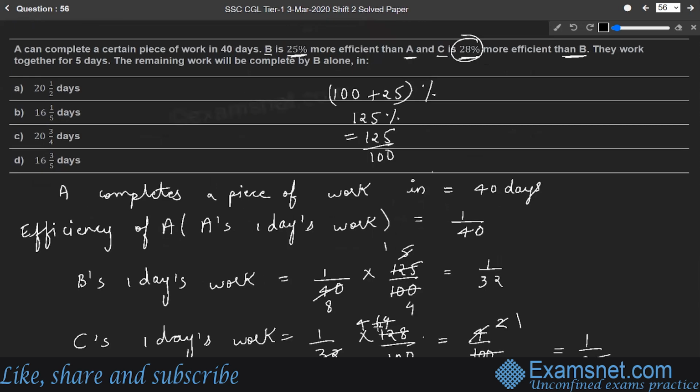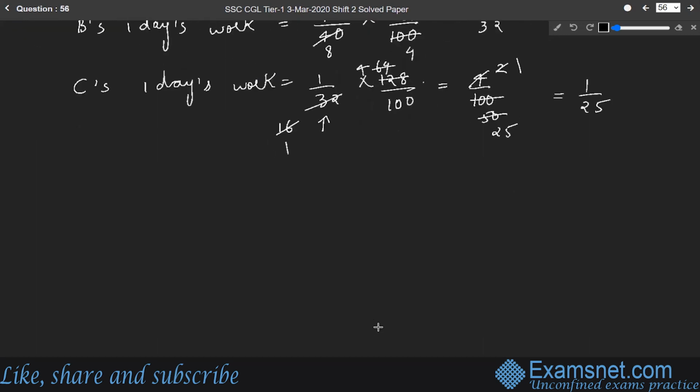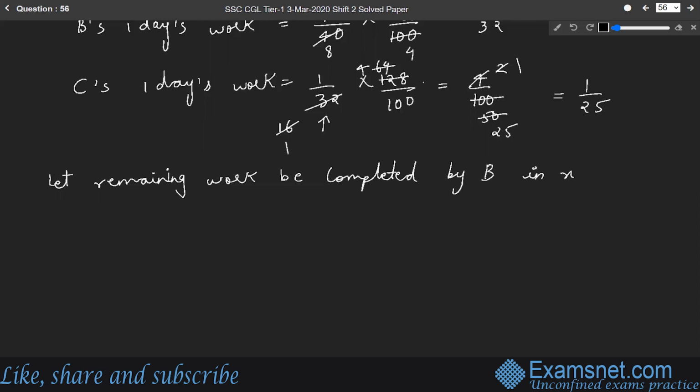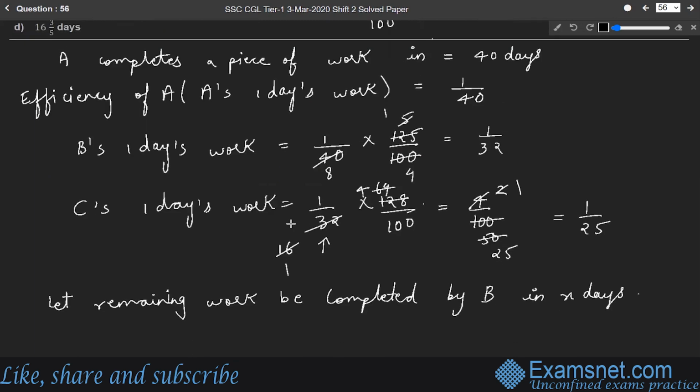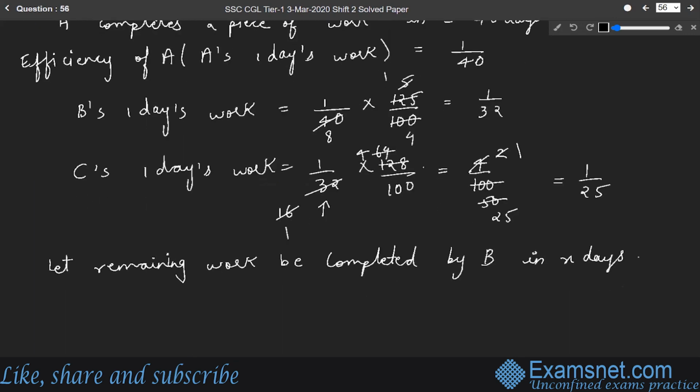Now what we have to find for this question is in how many days the remaining work will be completed by B alone. So let the remaining work be completed by B in X days. All right. Now, according to the question, they work together for 5 days, meaning A, B and C together work for 5 days. So we have 5 multiplied by (1 by 40 plus 1 by 32 plus 1 by 25) plus X by 32 is equal to 1.